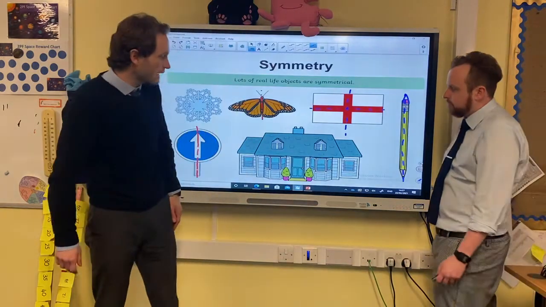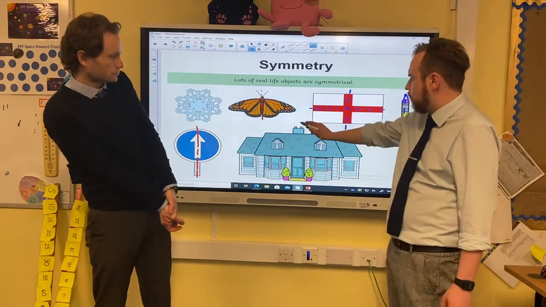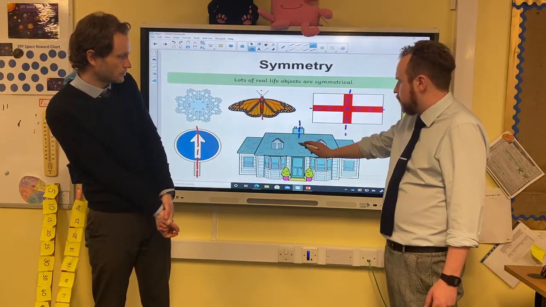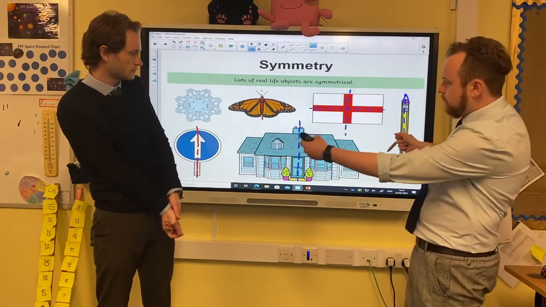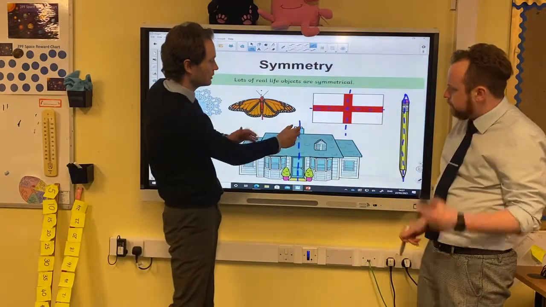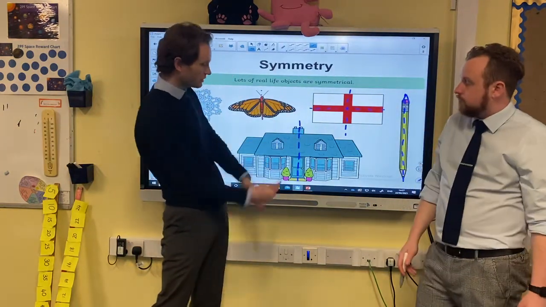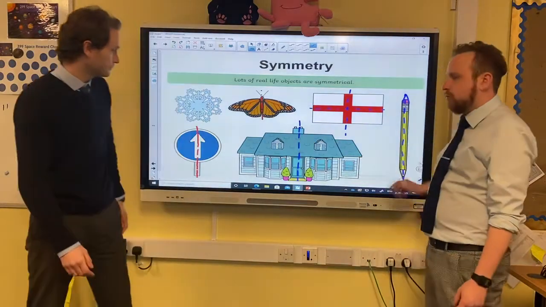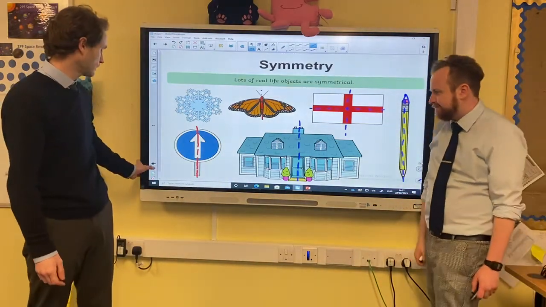Okay, and then we've got this house. Same again, I think, with this. You could do it sort of in the middle of the chimney there, halfway through the door. You could fold it up like that, and then that side's a mirror image of that side, because you've got half the chimney on that side, half the chimney on that side. I think that works. But not horizontally, because the bottom's totally different to the top.